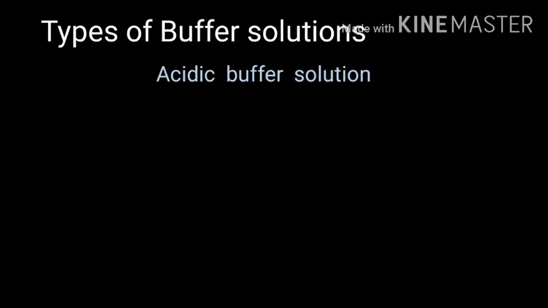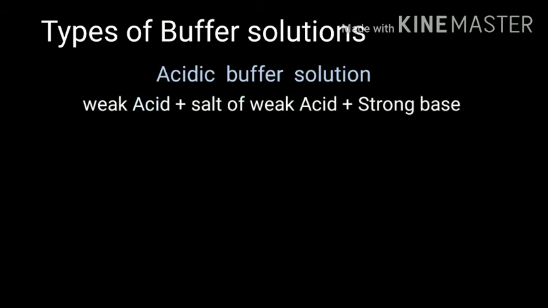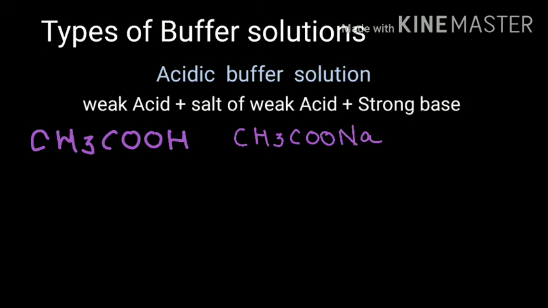So, how are you going to define an acid buffer solution? A solution which contains a weak acid and its salt along with a strong base forms the acidic buffer solution. Here we are taking the example of acetic acid, that is CH3COOH, which is a weak acid, and the salt as sodium acetate, that is CH3COONa, which forms the acidic buffer solution.